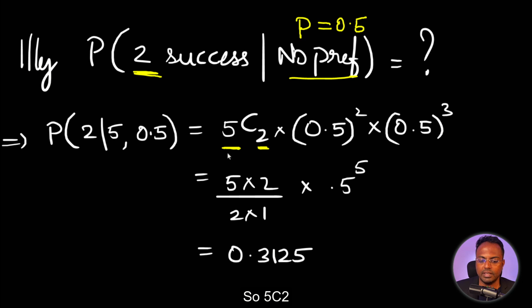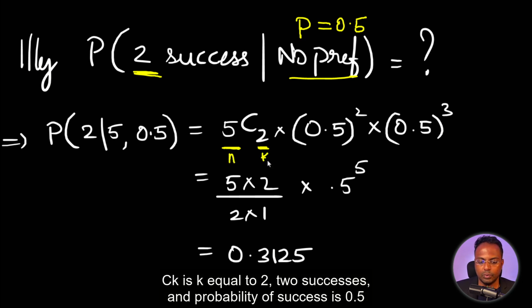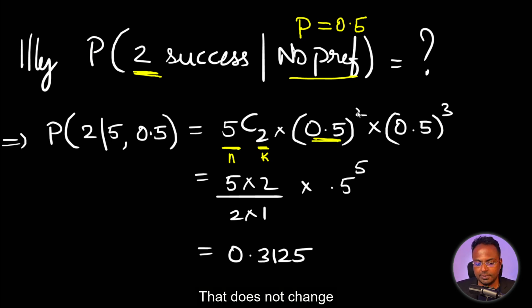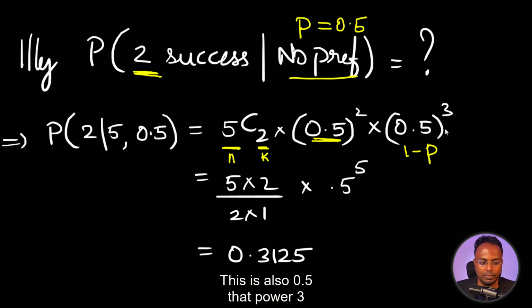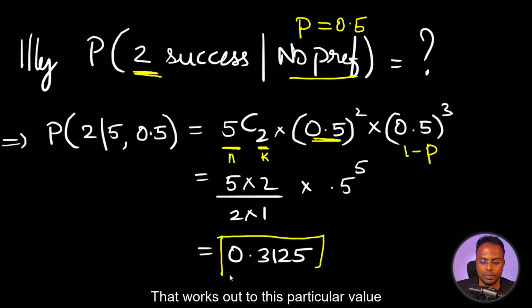So 5C2. So 5 is the number of trials n. CK, k equal to 2, 2 successes, and probability of success is 0.5. That does not change. Okay, 0.5 power 2 and 1 minus p, this is also 0.5, that power 3. Okay, that works out to this particular value.